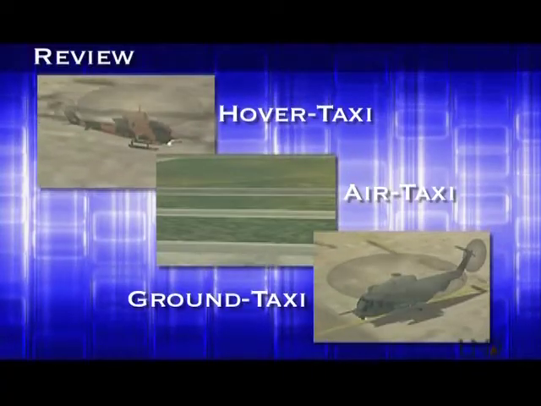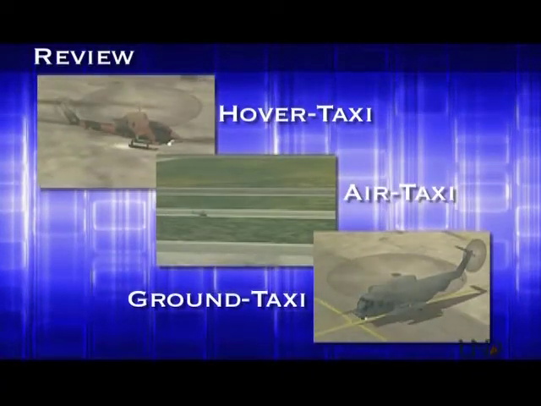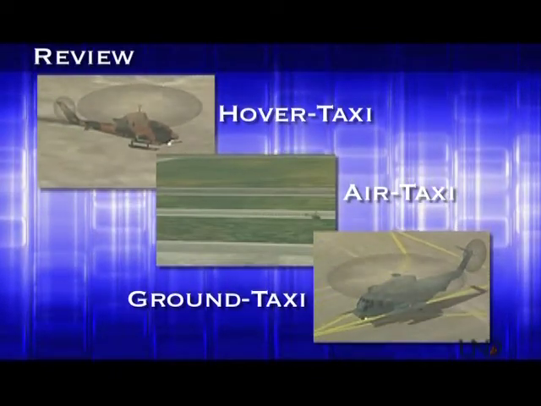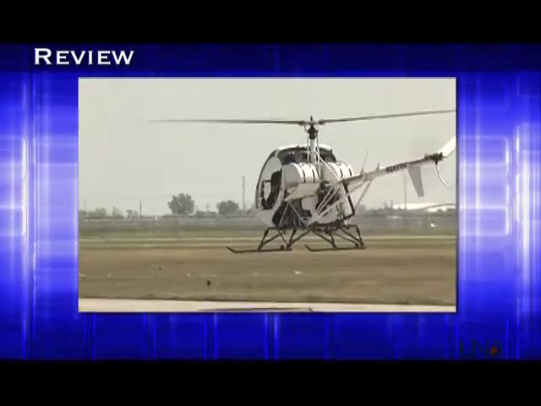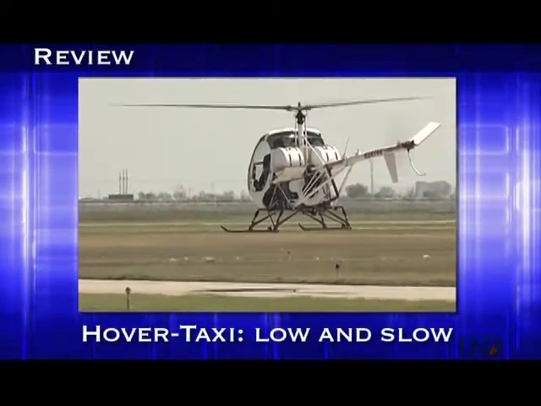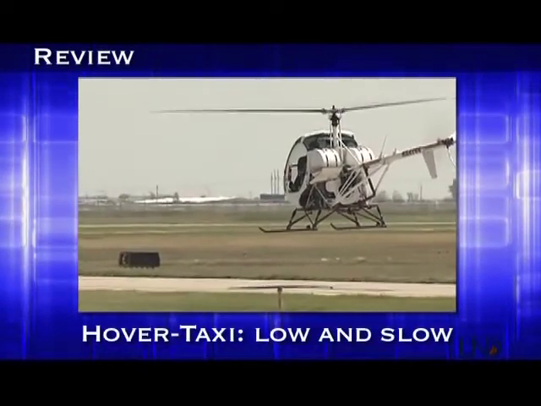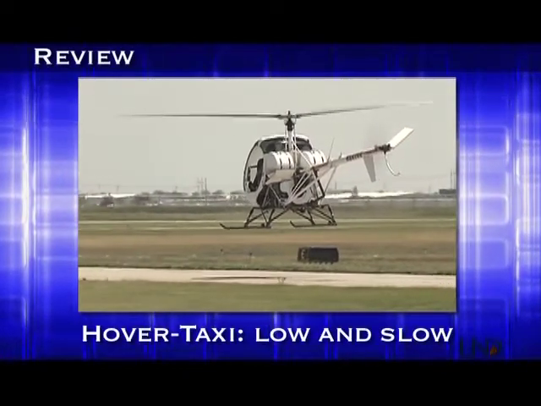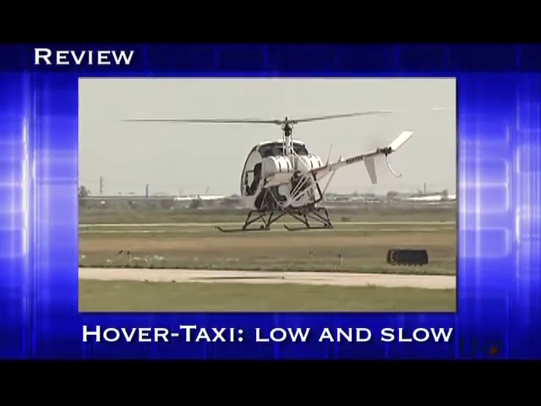Now for a quick review. Helicopters can move around the airport in 3 ways. They can hover taxi, air taxi, or they can ground taxi if the helicopter is equipped with wheels. When hover taxiing, the helicopter will move just a few feet above ground level at about a fast walking or jogging pace. This method is typically used when helicopters have a short distance to travel.